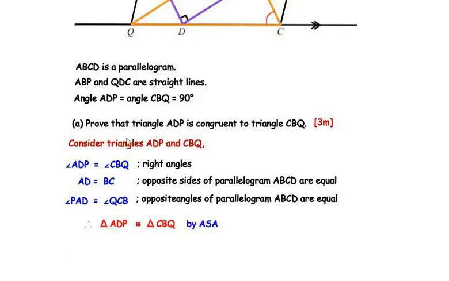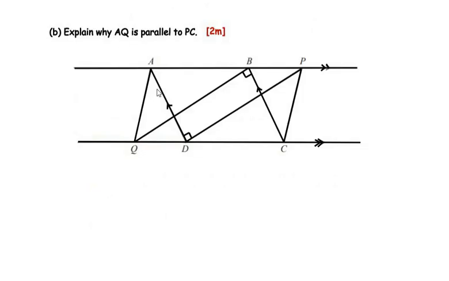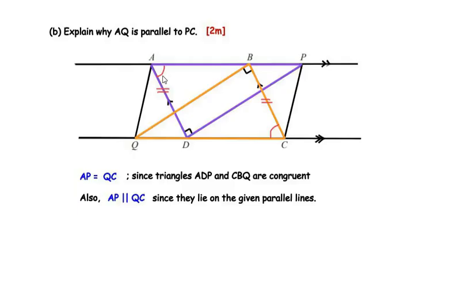Let us move on to the part B. Explain why AQ is parallel to PC. Now for this, let us consider the triangles we have proved to be congruent, that is triangle APD and triangle CBQ. Now since these two triangles are congruent, the remaining corresponding sides and corresponding angles will be also equal in these two triangles. So here the side AP from triangle APD will be equal to the side CQ from triangle CBQ. So here we have written AP is equal to QC since the triangles are congruent.